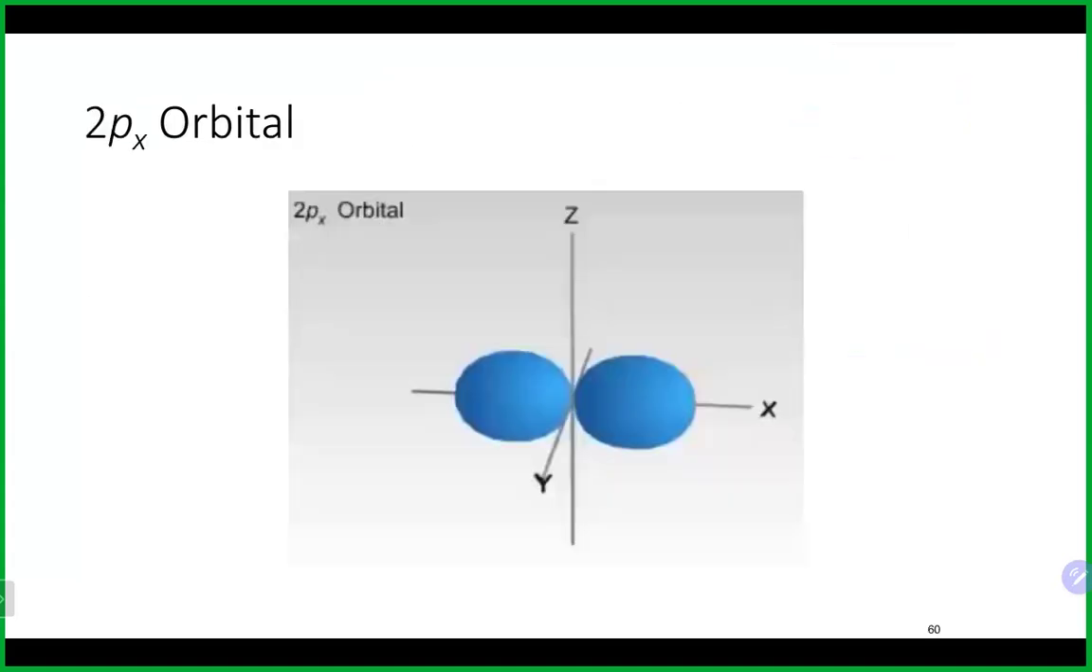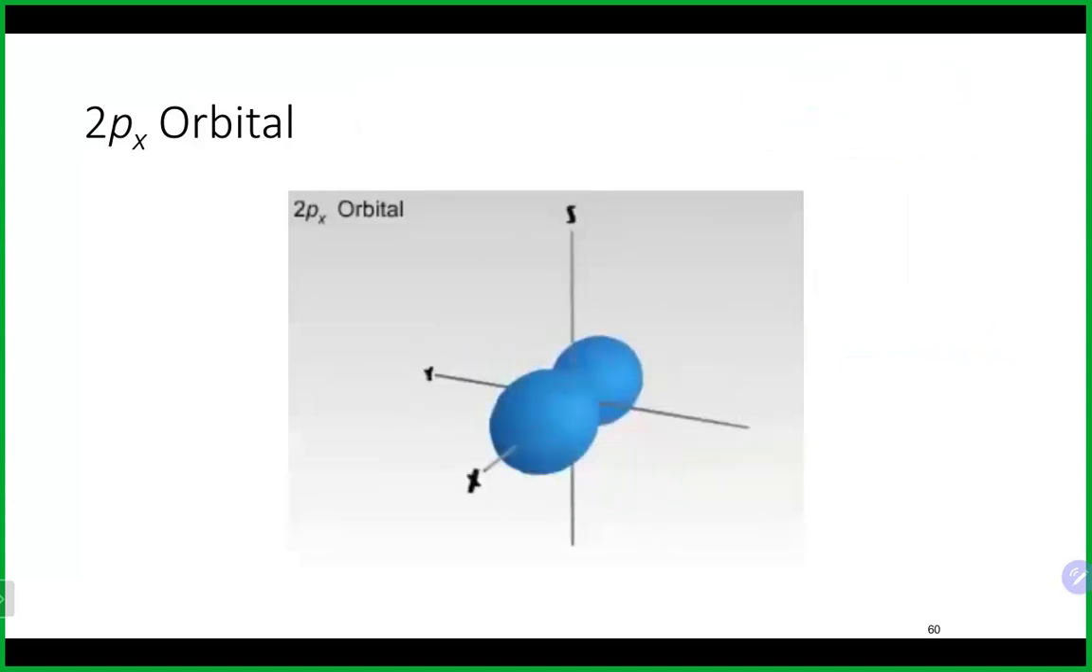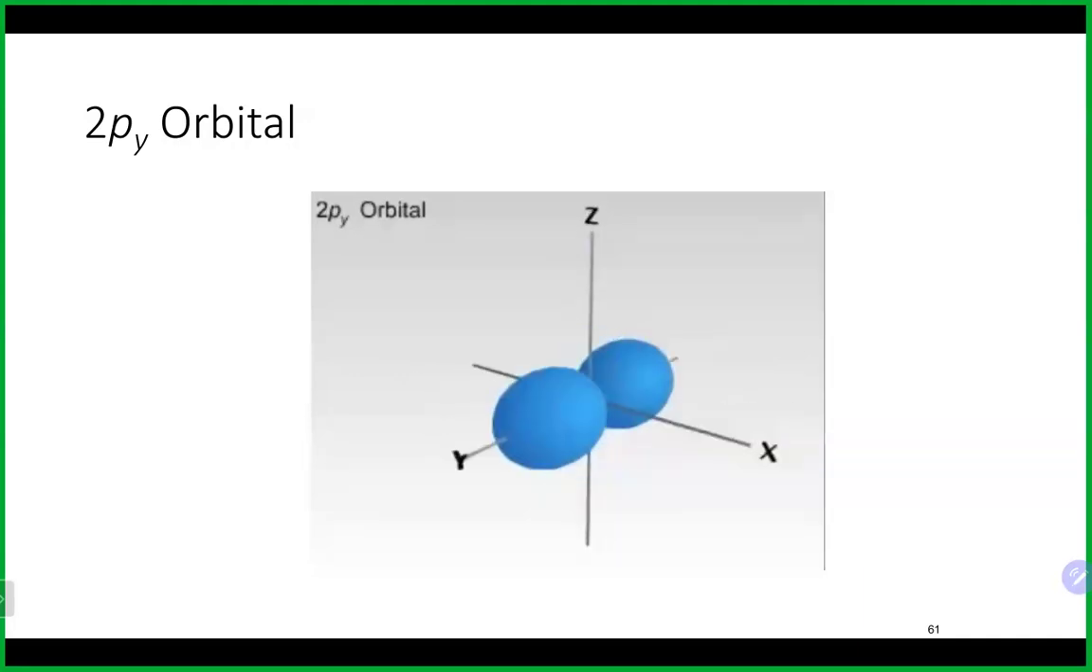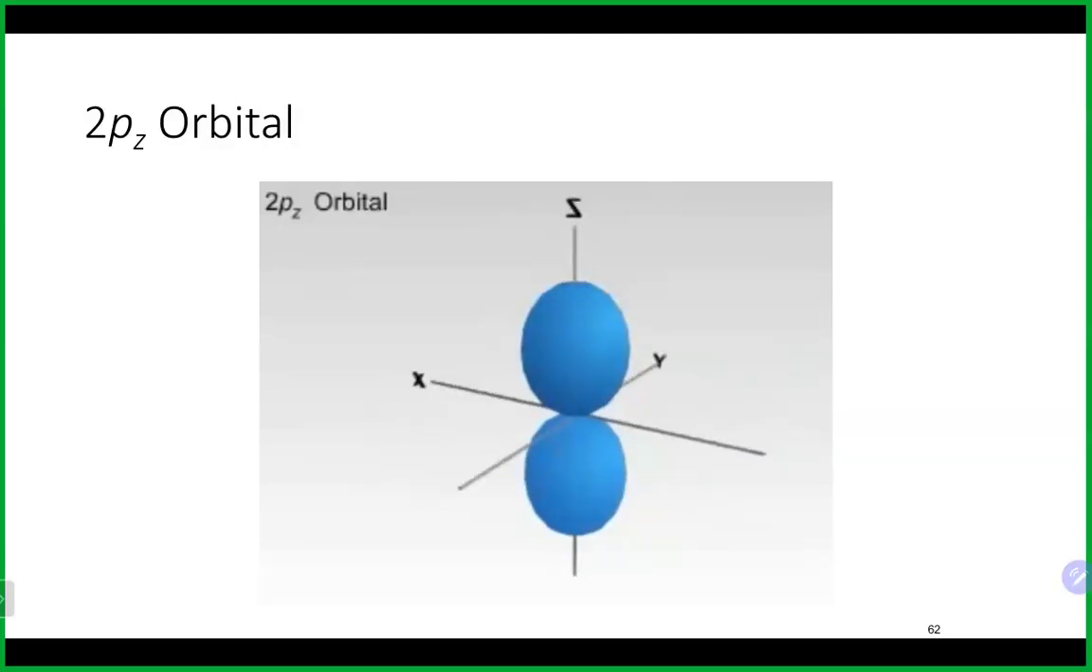And here's what the p orbitals look like. They kind of look like a figure 8 or teardrop sort of shape. The 2px orbital is in the shape of a figure 8 along the x-axis. Here's the y. The 2py orbital is in the shape of a figure 8 along the y-axis. And then obviously we have one on the z as well. The 2pz orbital is in the shape of a figure 8 along the z-axis. So I don't think it'll let me write on that.